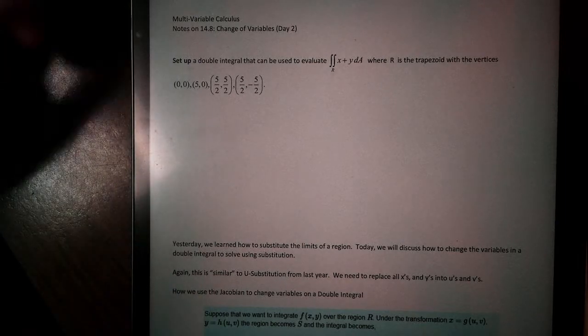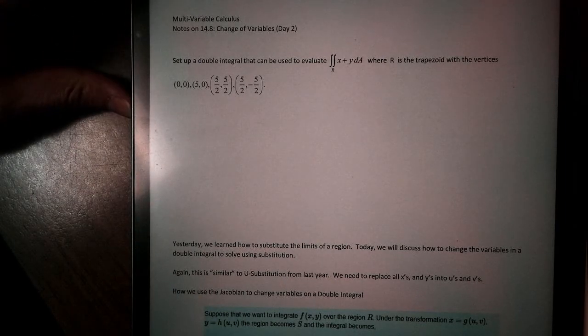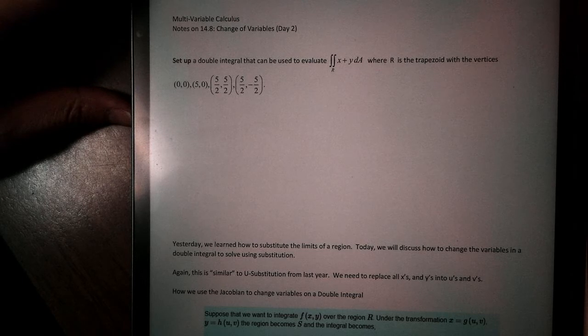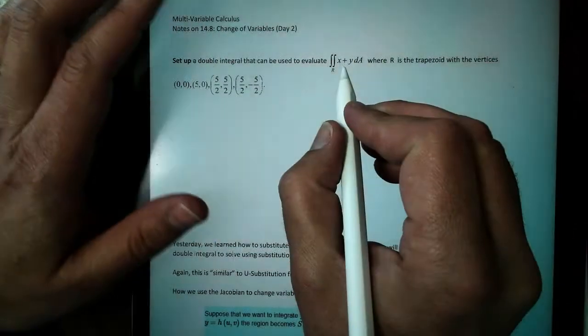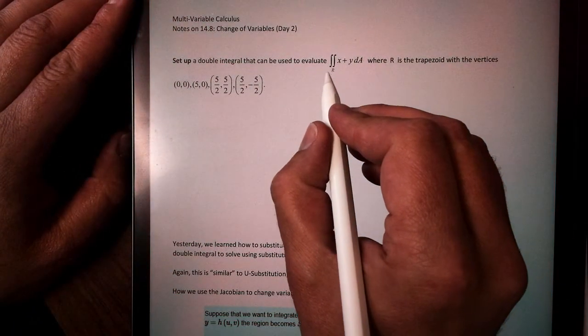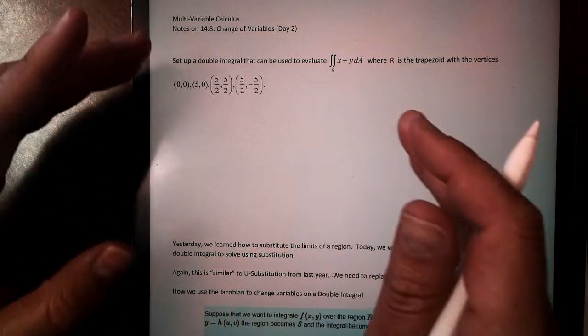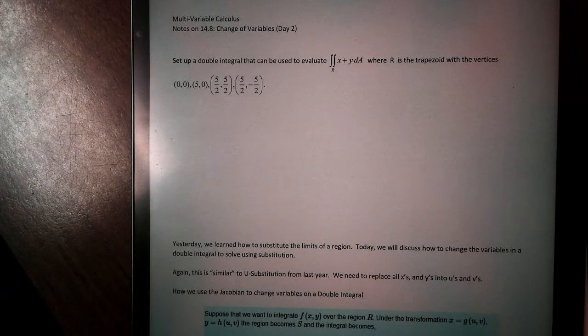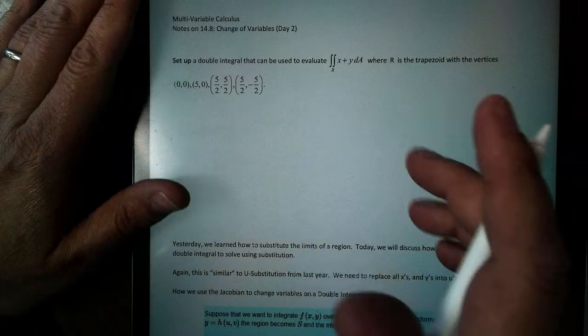Hi, welcome back. We're going to continue our discussion with Jacobian substitution. In the last video we talked about how we can change the base of an integral and substitute in something a little bit nicer. So let's review that real quick.